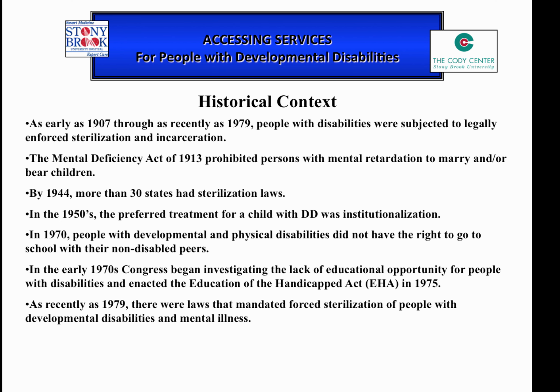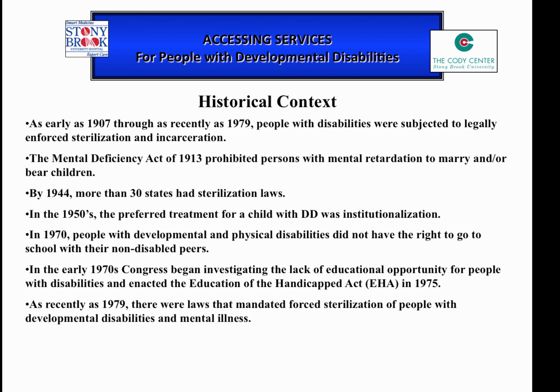By 1944, more than 30 states had sterilization laws, and in the 1950s, the preferred treatment for a child with a developmental disability was institutionalization of that child. As late as 1970, people with developmental disabilities and physical disabilities did not even have the right to go to school with their non-disabled peers, and millions of children were not in the educational system at all.